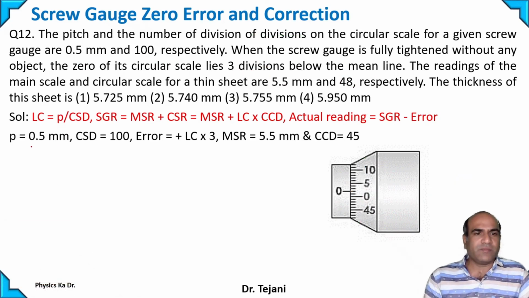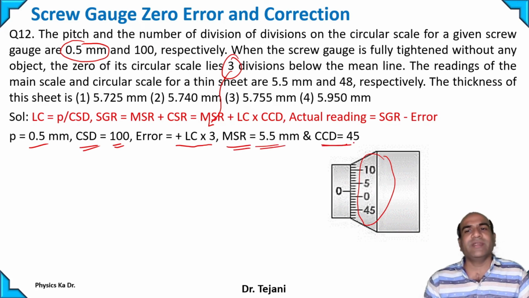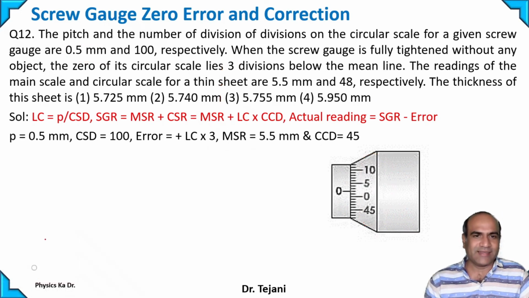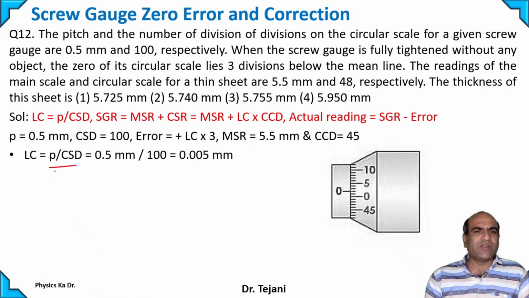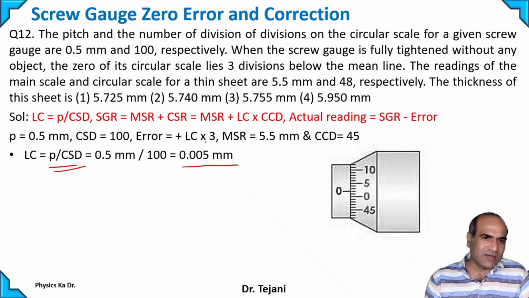Here pitch is given as 0.5 millimeter. Circular scale division, how many divisions? This one has 100. Error is positive: error equals least count multiplied by the division which coincides, so put 3 here. Main scale reading is 5.5, and during that reading the 45th division coincides. Putting the value of least count here, you will get the answer 0.005 millimeter. That is the correct one.